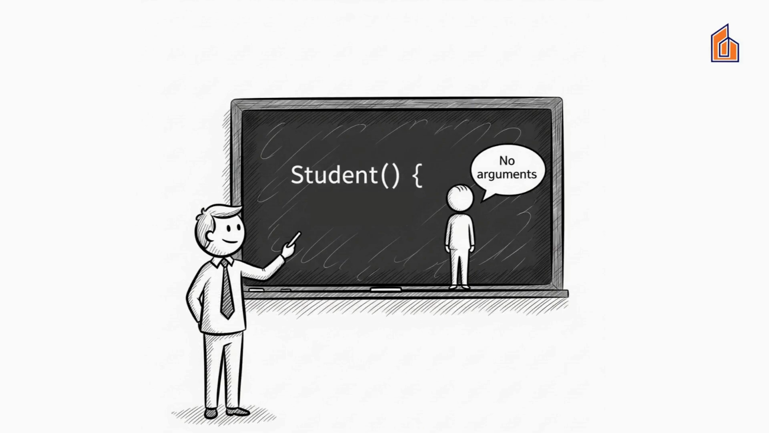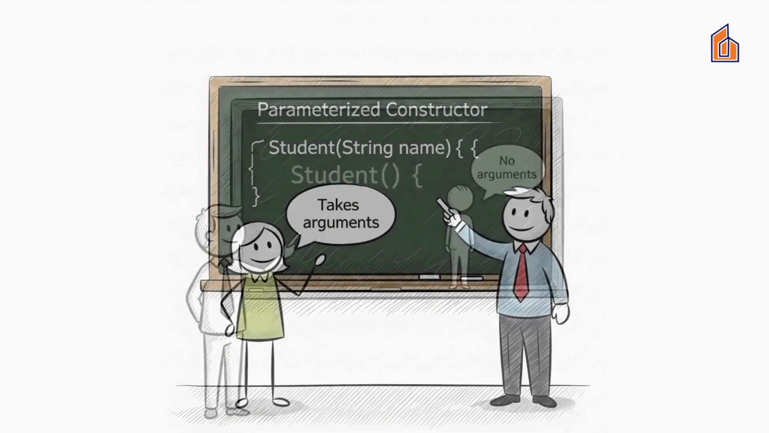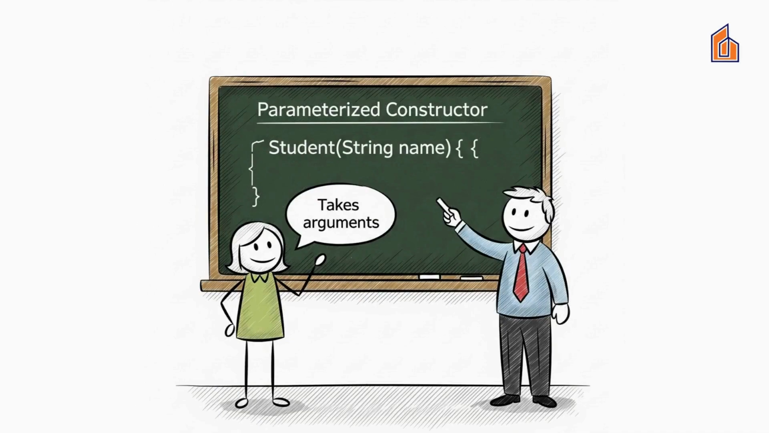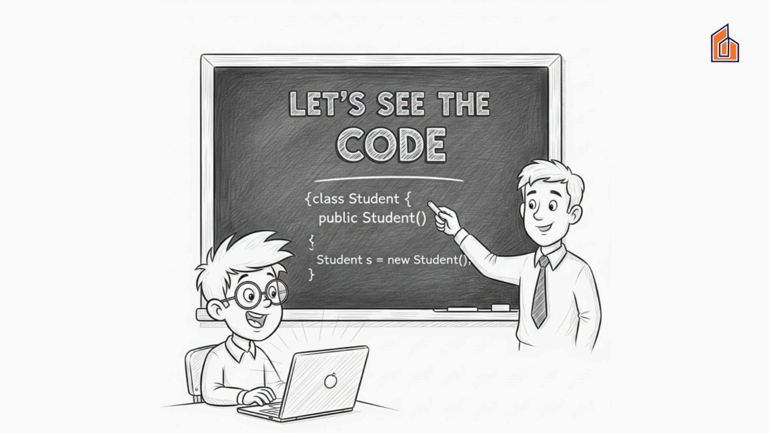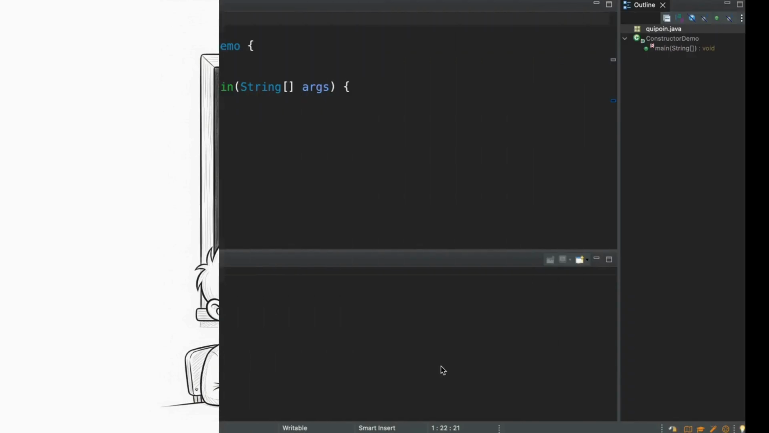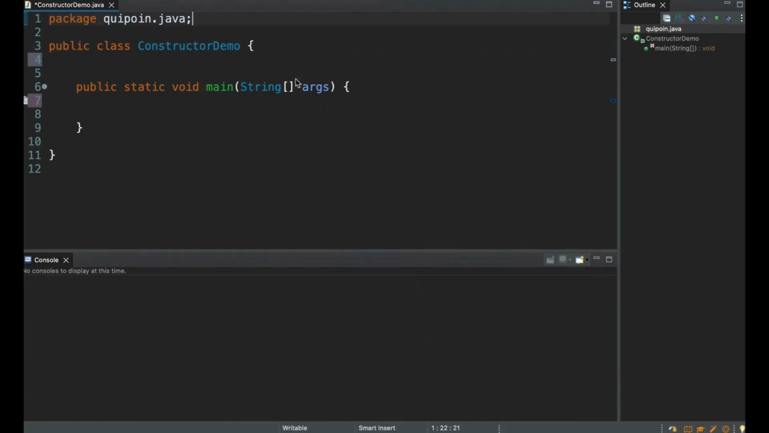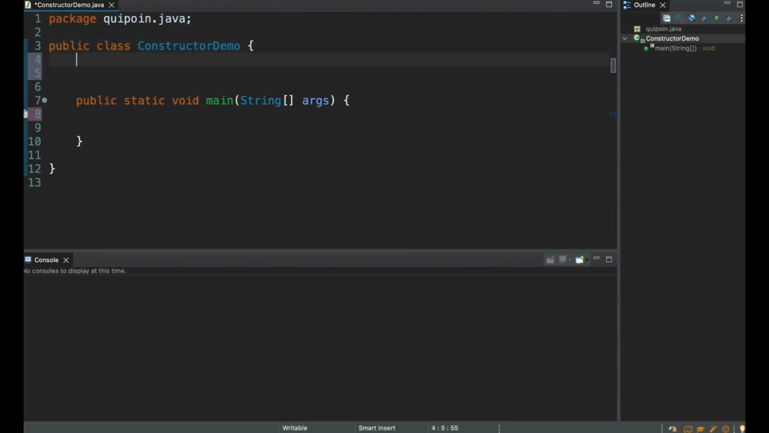Now, there are different types of constructors, mostly three. That is the non-parameterized constructor, that does not take any argument. Then the parameterized constructor takes arguments to initialize the object with specific values. Then comes the default constructor, which is provided by Java if you don't write one. Let's see the code for each of them one by one, and the this keyword.